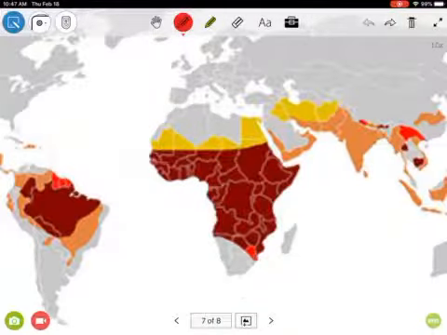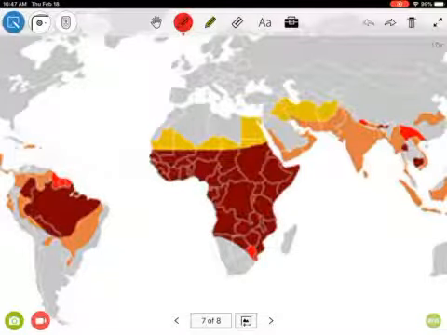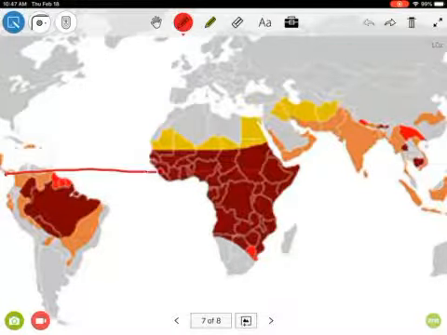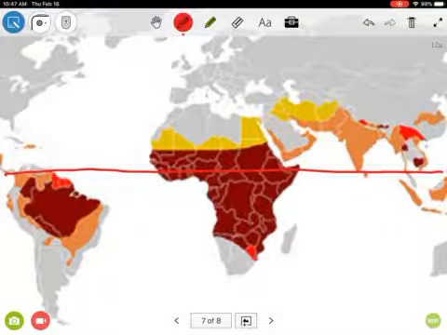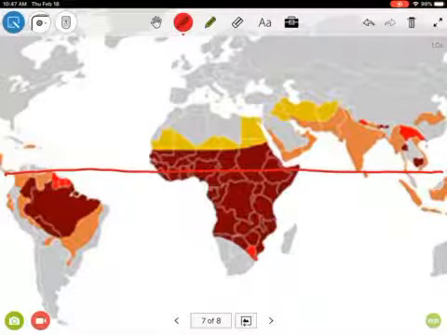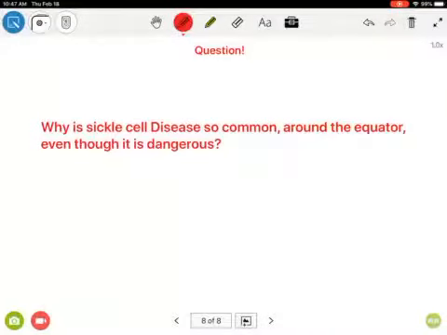All right, let's talk about the distribution of it. You can see that the majority of people in the world who have this live somewhat along the equator. Obviously, the darker red colors mean a higher percent of the population has sickle cell anemia and sickle cell trait. So there's a reason for that. Even though this disease is deadly, there's a reason why it's such a common thing. And that's the question I'm going to leave y'all with. Why is sickle cell anemia so common around the equator, even though it's a life-threatening disease?